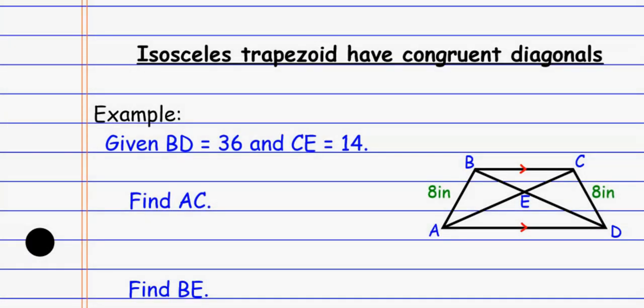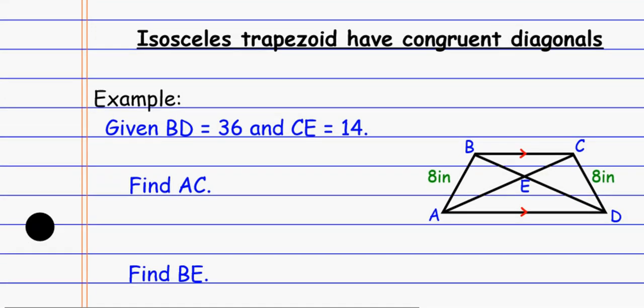The next property for isosceles trapezoids that we're going to look at is the diagonals. The diagonals of an isosceles trapezoid are congruent, okay? So similar property to what we had with our rectangles. Again, that was specific for a parallelogram version, all right? But when we look at an isosceles trapezoid, the diagonals are going to be congruent.